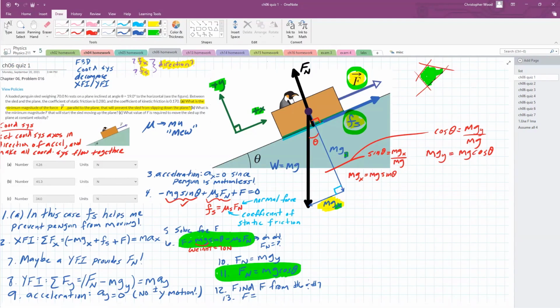70 times sine of 19 minus mu sub s. Again, mu sub s is the stickiness factor. How sticky is that ramp? It's sticky to the tune of 0.28 times 70 times cosine 19, and I get 257 newtons. This is the answer to part A.